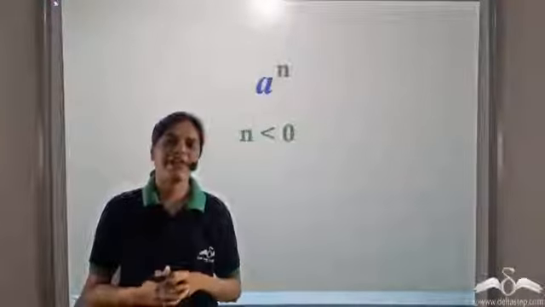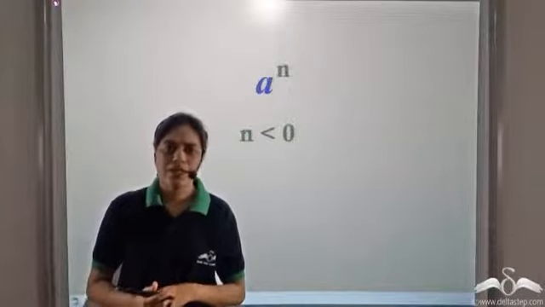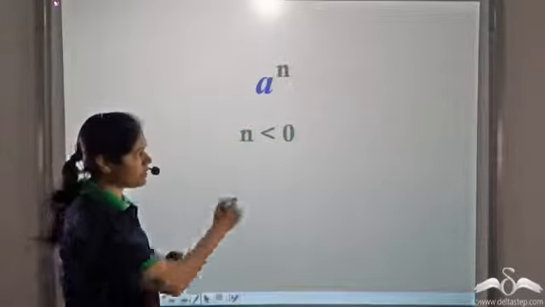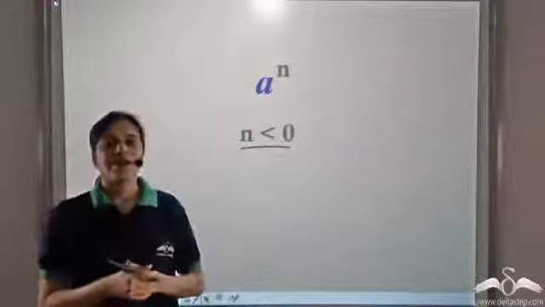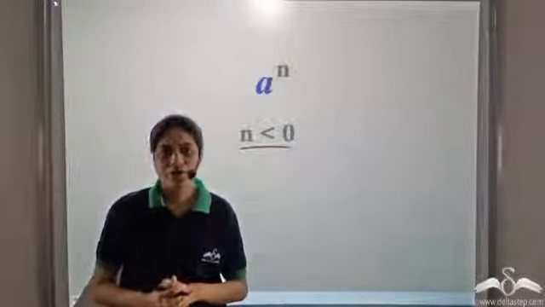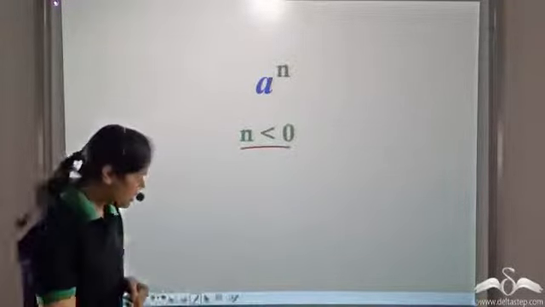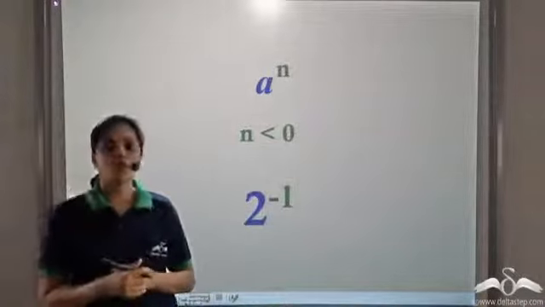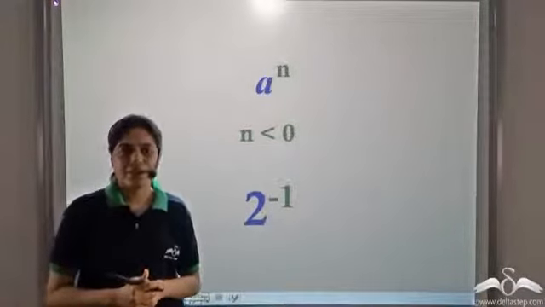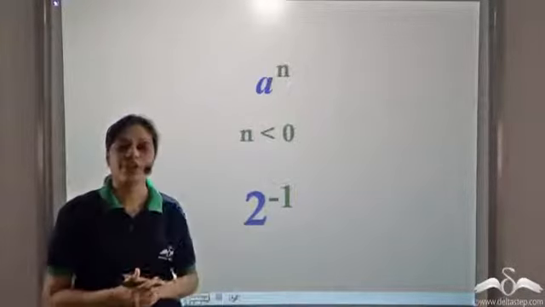So far, we have dealt with positive exponents and zero exponents. Can we have negative exponents? That is, can we have numbers which have negative power? Do there exist numbers with negative exponents? Say we have 2 to the power negative 1. Let us see if we can find the value of this exponential number.